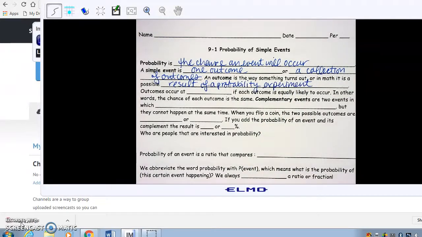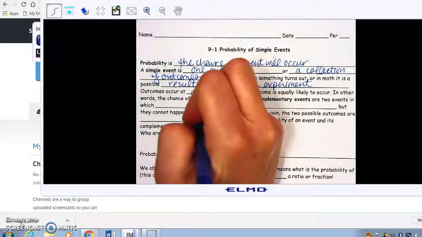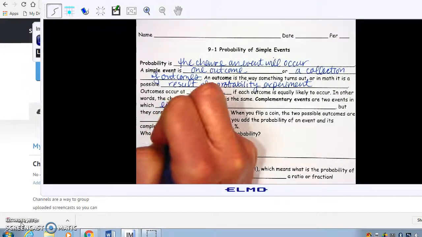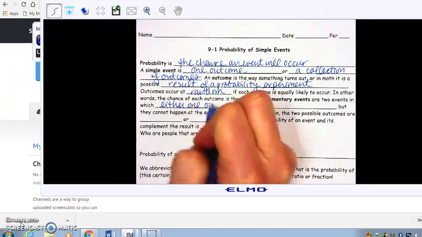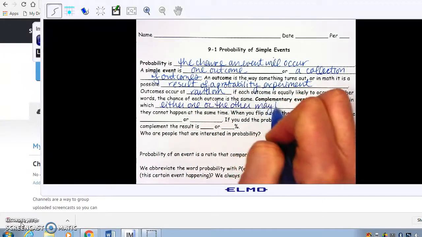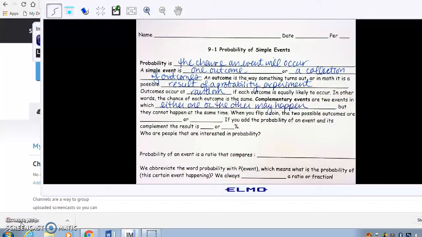Outcomes occur at random if each outcome is equally likely to occur. In other words, the chance of each outcome is the same. Or in other words, it's fair. Complementary events are two events in which either one or the other may happen, but they cannot happen at the same time.